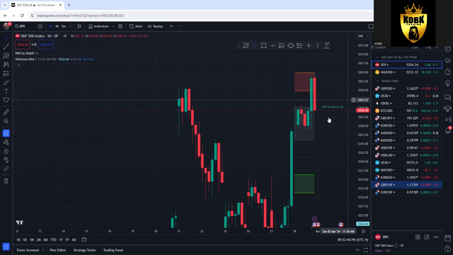Let's go to a higher time frame. And as you guys see, we had the ORB breakout up. Guys, it broke out and it hit our TP1 and it almost hit our TP2.